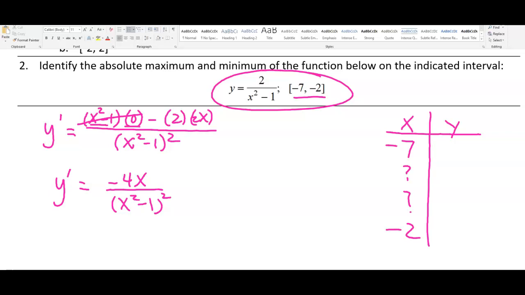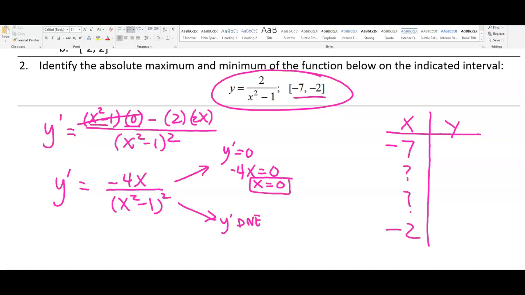So what we're going to do is we're going to find out where the derivative equals 0, and we're going to find where the derivative is undefined. Okay? To find out where it equals 0, basically you set the top equal to 0 and solve. So if you solve that, you get x equals 0. So there's one of our critical values.